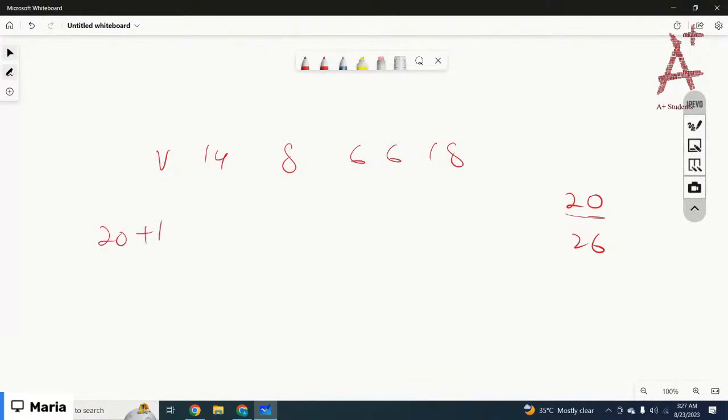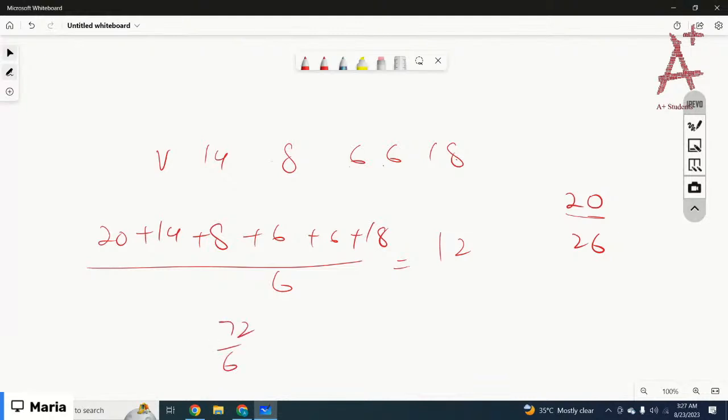It would be 20 plus 14 plus 8 plus 6 plus 6 plus 18. 1, 2, 3, 4, 5, 6 numbers, divide by 6 and it must equal 12, right? Let me just calculate the sum. Let me use the calculator. 20, 14, 8, 6, 6, 18. Their sum is 72 and 72 divided by 6 is 12, right? That means yes, 12 equals 12.